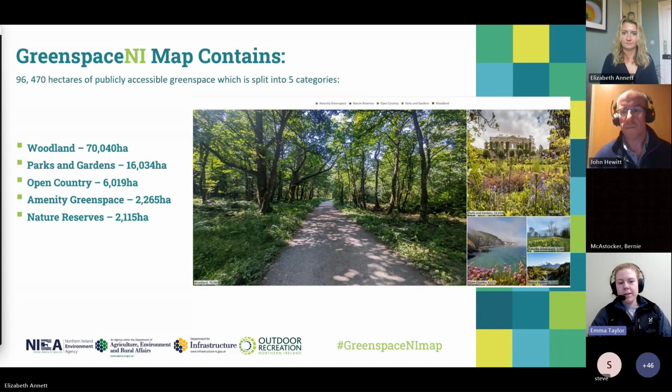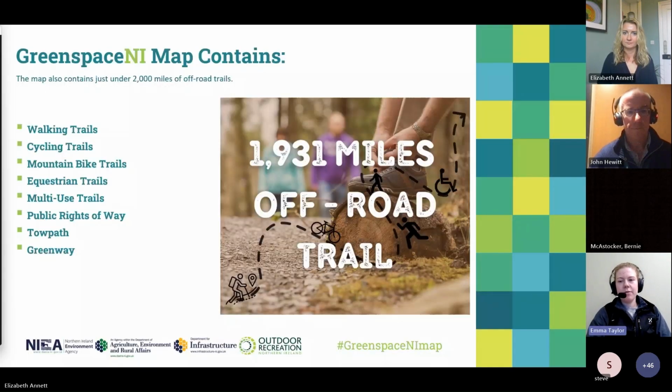You can see there that woodland accounts for the most, and it's a good point to note that it's all publicly accessible green space. So all these sites are available and open for people to visit. We also then, on the next slide, have the trails layer. We have just under 2,000 miles of off-road trails within the map as well.